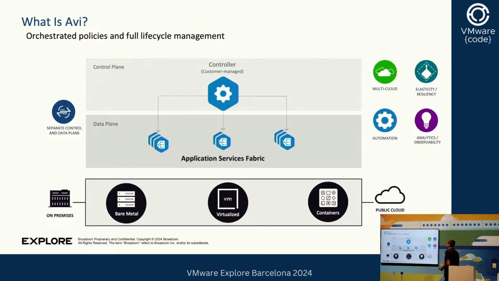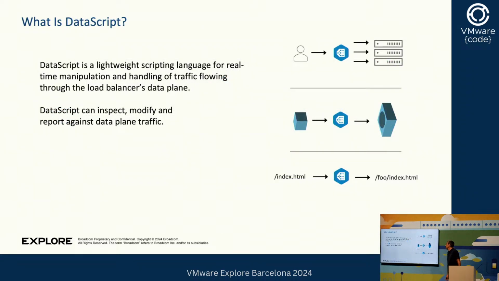So what is a Datascript? Actually, a Datascript is like, in F5, you have something very well known, which is called the iRules, right? So in F5, you are using a lot the iRules to basically change the behavior of the data plane. In AVI, we don't call this iRules, we call this Datascript, right? So you are scripting how you want the traffic to be handled, right?